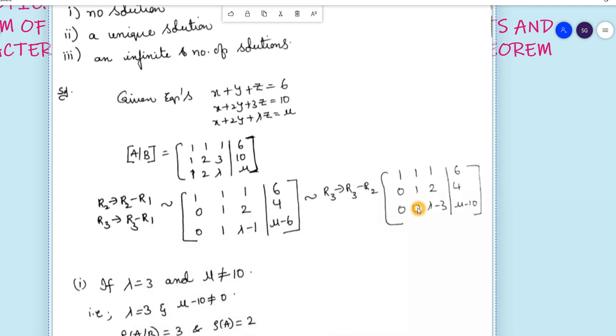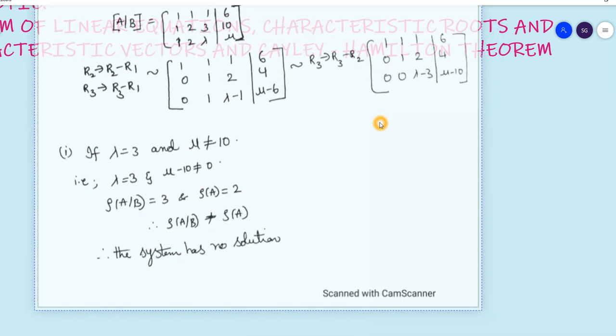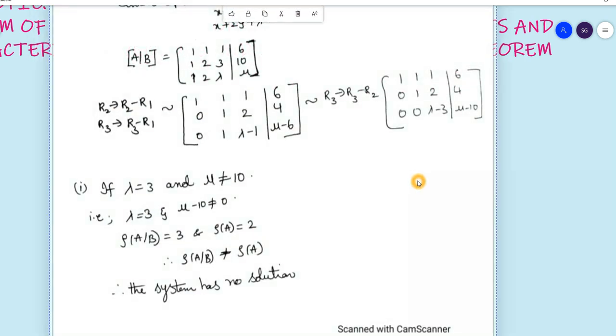By using these operations we got the matrix 1 1 1 6, 0 1 2 4, and 0 1 1 minus lambda, mu minus 6. So this is your augmented matrix. Now we have to convert the third row second element, 1, to 0. Apply the row operation R3 implies R3 minus R2. The obtained matrix is 1 1 1, 0 1 2, 0 0 lambda minus 3, and the last column is 6, 4, mu minus 10. So this is the augmented matrix we got in lambda and mu.